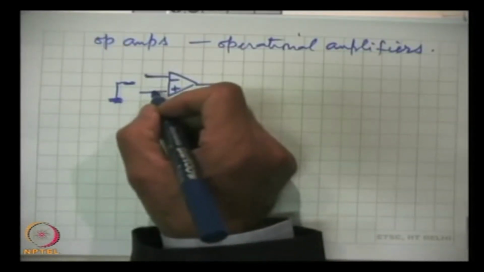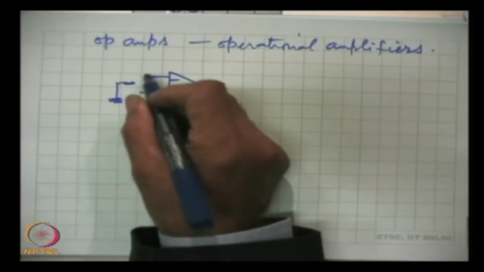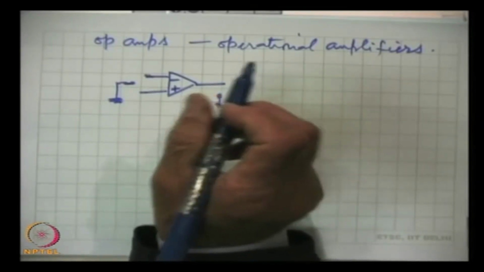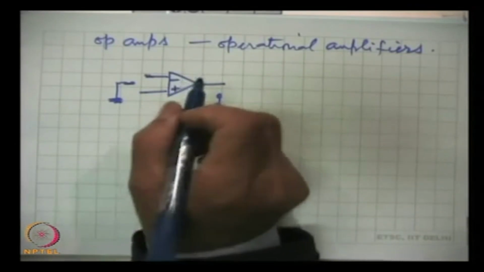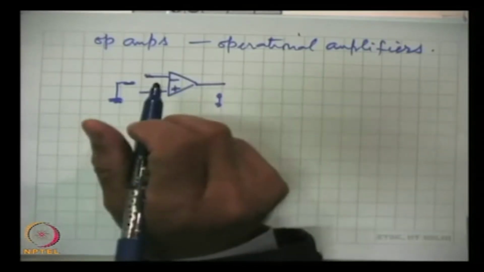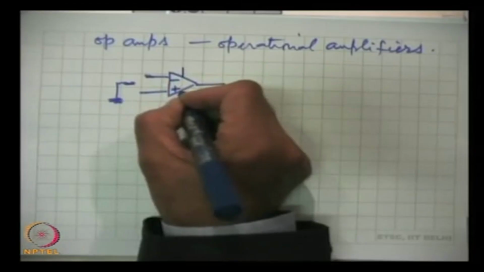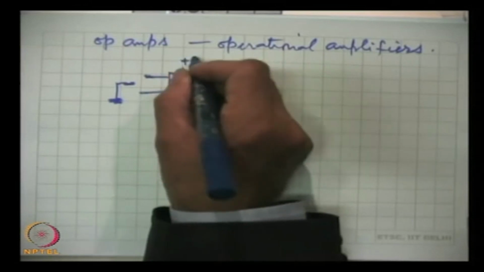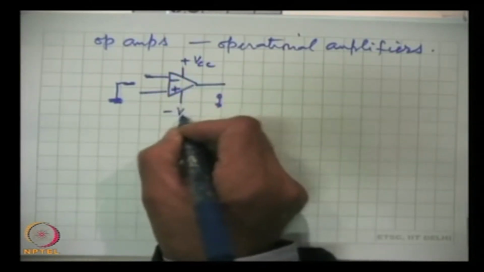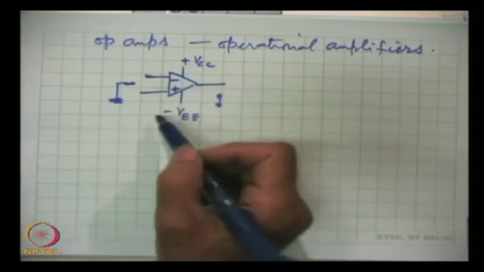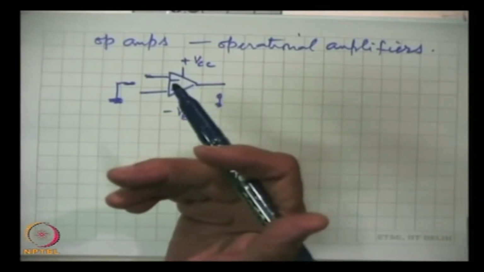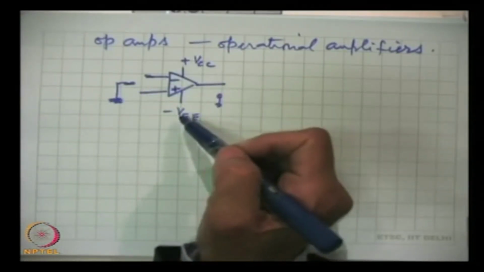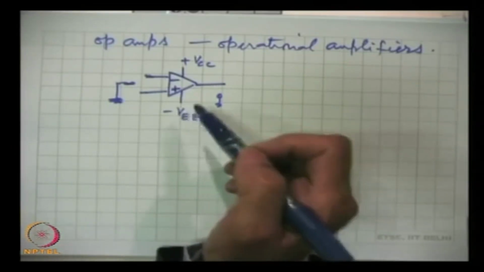There are two inputs, and if the signals are given at both the inputs, then the difference of the two will be amplified. This is a very important system, the operational amplifier. The batteries are not shown; it makes use of a split power supply, plus VCC and minus VEE. As I said, without a DC bias no electronic circuit works, but this is not shown for the sake of simplicity of the circuits.